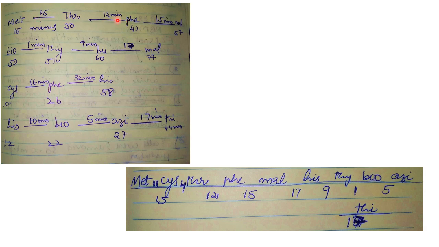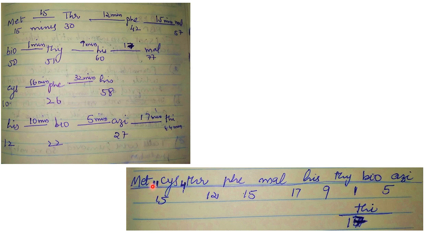Similarly, threonine and phenylalanine are 12 minutes apart. MAL and phenylalanine are 15 minutes apart. Then Hfr strain 2, that is bio and thymine, are 1 minute apart. Similarly, if you calculate for all these, you will get a graph or a map like this. Methionine, threonine, phenylalanine, then MAL, then along with MAL comes histidine, then thymine, along with thymine it is bio, then along with bio it is ASI, and next you have cysteine, which is at 10 minutes. So it should be between methionine and threonine. So cysteine is over here. So cysteine goes at 11 minutes.